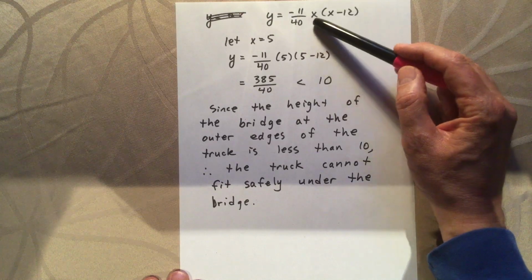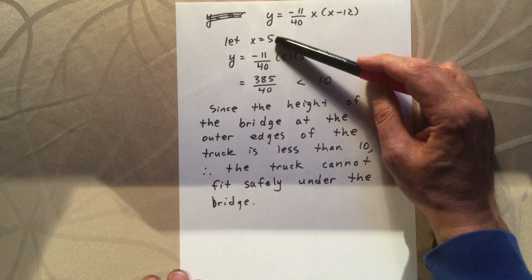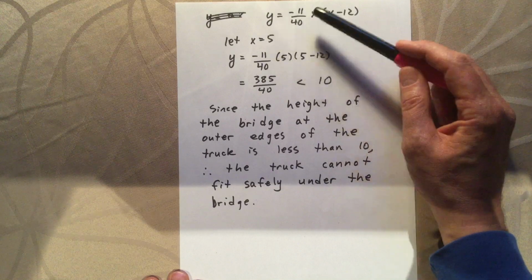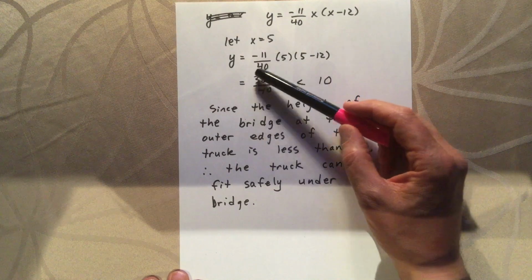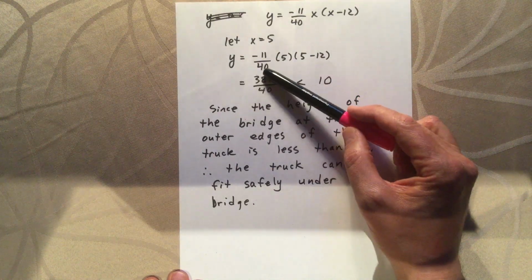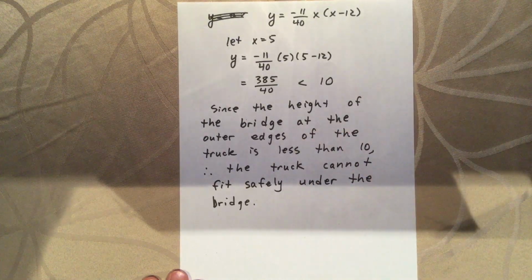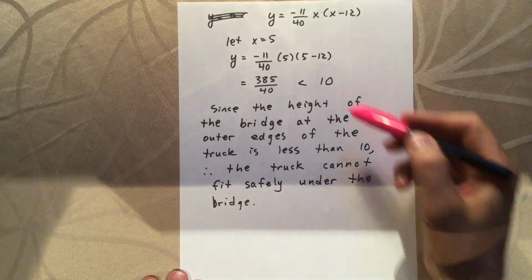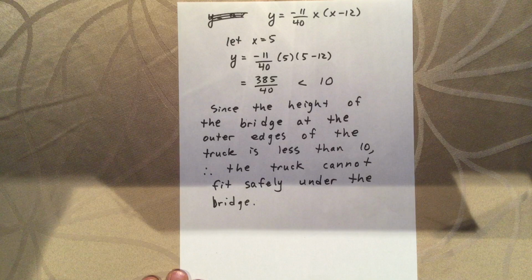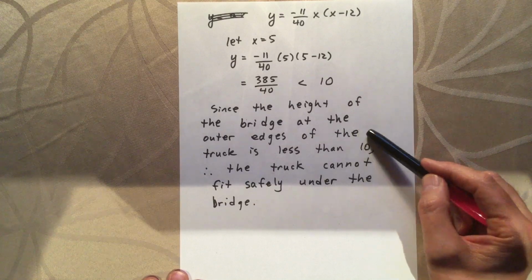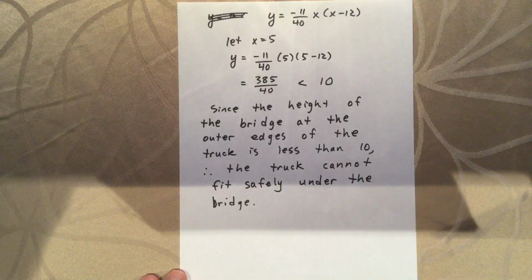So here's the height of the bridge. y is negative 11/40 x times x minus 12. We'll let x equal 5. We could have just as easily let x equal 7. When I plug a 5 in for x, I get that the y, which is the height of the bridge, ends up equaling negative 11/40 times 5 times 5 minus 12. That's 385 over 40. That's a little bit greater than 9.6, but it's not 10. It's actually less than 10. What that means is, at those points, the height of the bridge is less than 10, but the height of the truck is 10. So since the height of the bridge is less than 10, the truck cannot safely fit under the bridge.